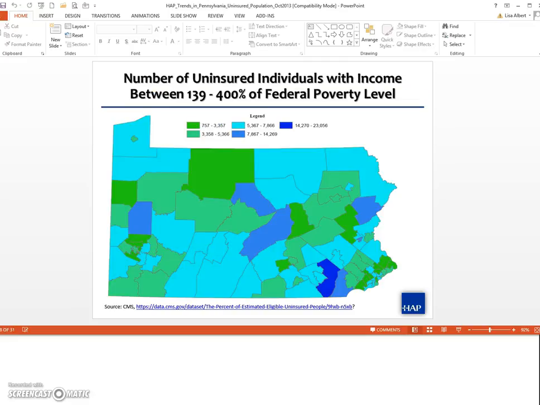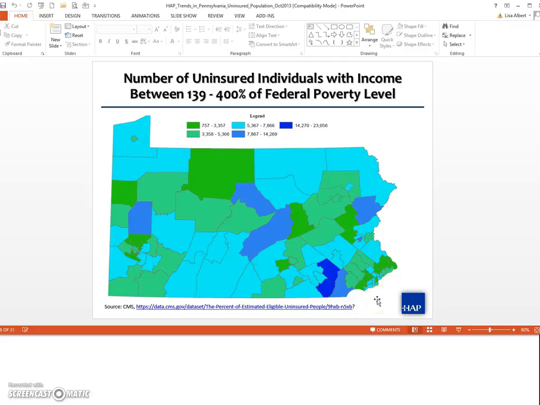If you look here at the next slide, individuals with income between 139 and 400% of the poverty level. The largest volume is actually the eastern and southern, northeast to southeast, portion of Lancaster County.